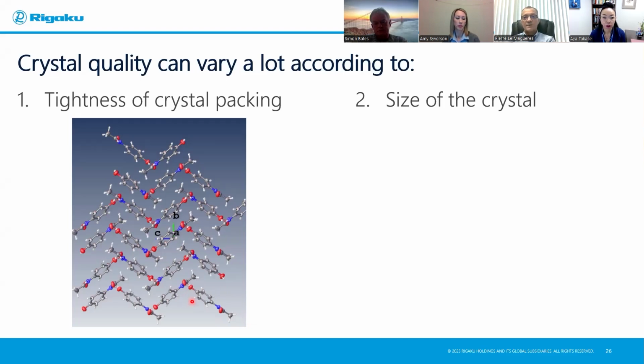Same goes if you have presence of solvent molecules in the crystal, and if voids are being left in between molecules in the crystal form. The other main criterion decreasing the quality of your crystal, or the quality of the diffraction data that you may collect, is of course the size of the crystal.